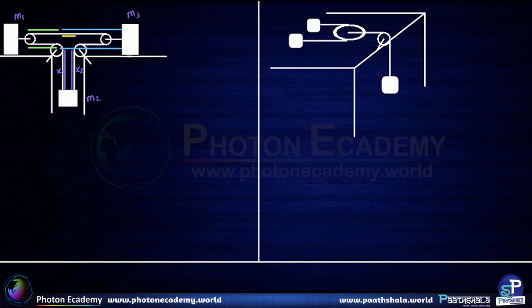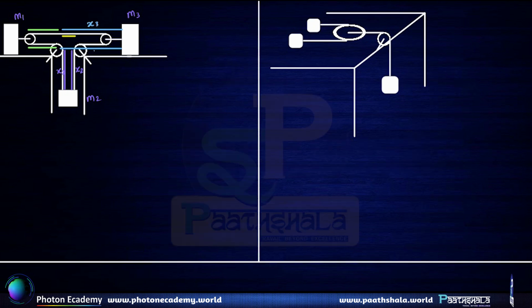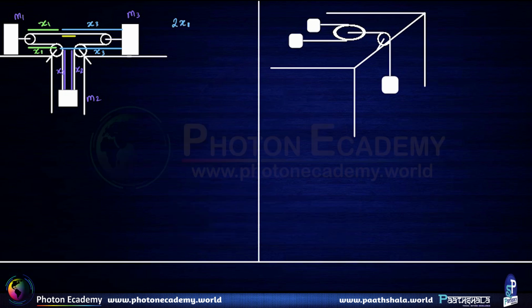So we are effectively measuring all distances from a rigid support. So this is the particular rigid support that we are using in order to measure all distances. So this is x2, these two are x3, and these two happen to be x1. So the length of the string can be written down as 2x1 plus x3 plus x3 minus d.